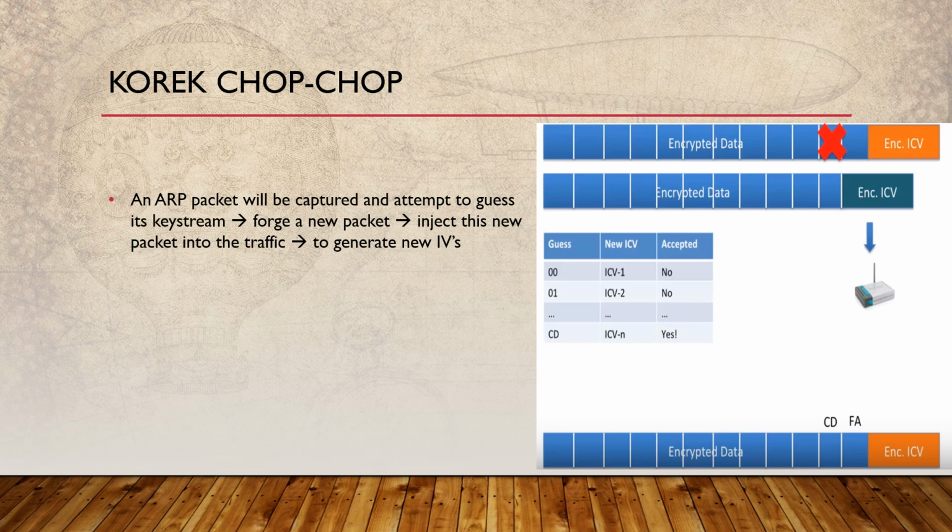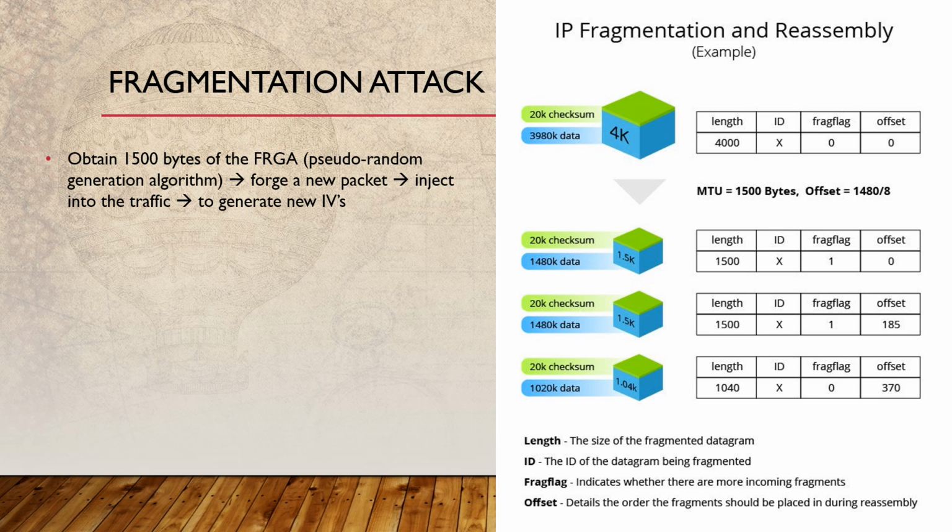In the chop-chop method, we will capture an ARP packet and chop it to get its keystream and use it to forge a new packet. Then we can inject this new forged packet into the traffic to generate new IVs. The goal of the fragmentation attack is to obtain 1500 bytes of the pseudo-random generation algorithm output. This can be used to forge a new packet, which can be injected into the traffic to generate new IVs.